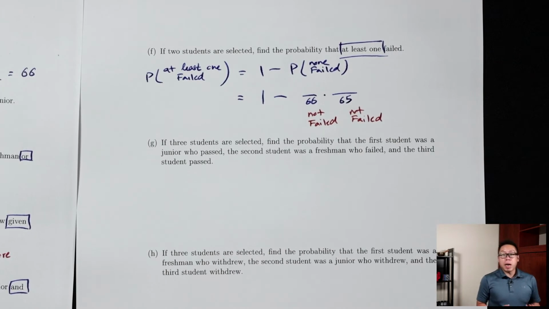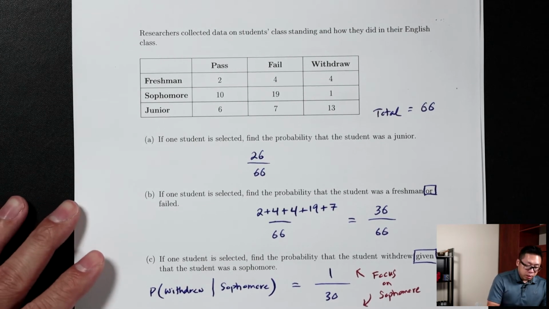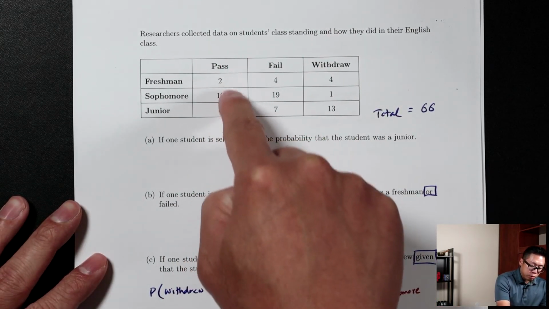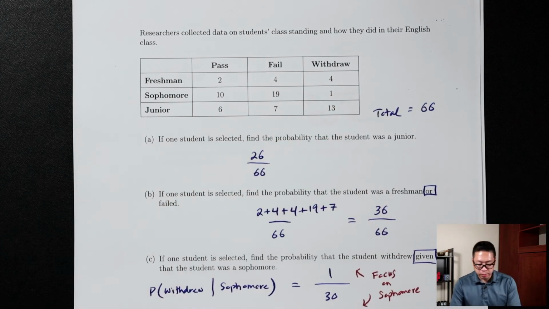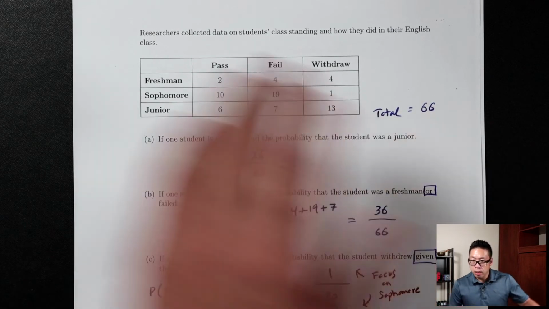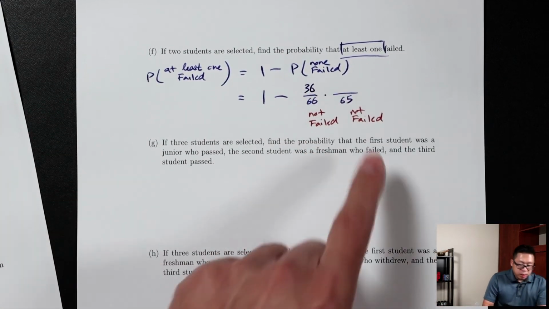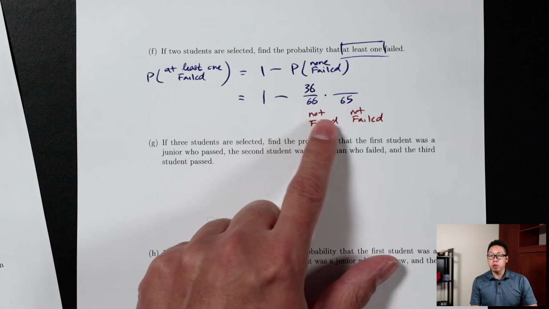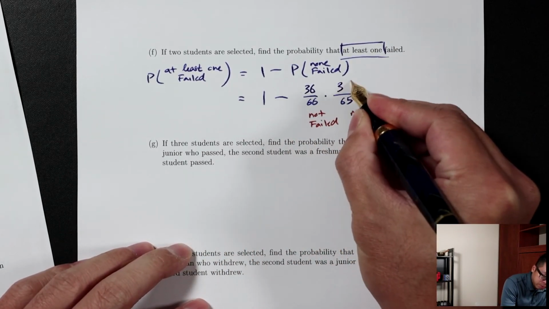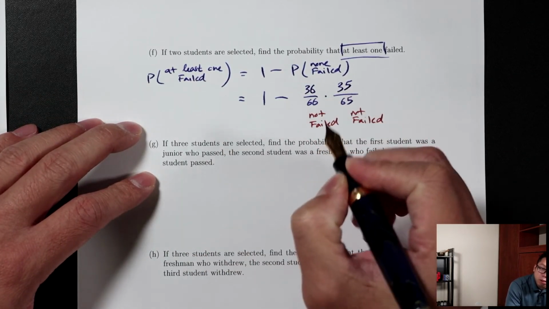And now for the tops. The tops, we're looking at the not failed. So not failed would be all the pass together with all the withdrawal. So 2, 10, 6, plus 4 plus 1 plus 13. And we have 36. The second fraction, I also want to be a not failed. So because we already used 1 not failed, we have to reduce by 1 to 35. Okay, so final answer, 1 minus 36 over 66 times 35 over 65.